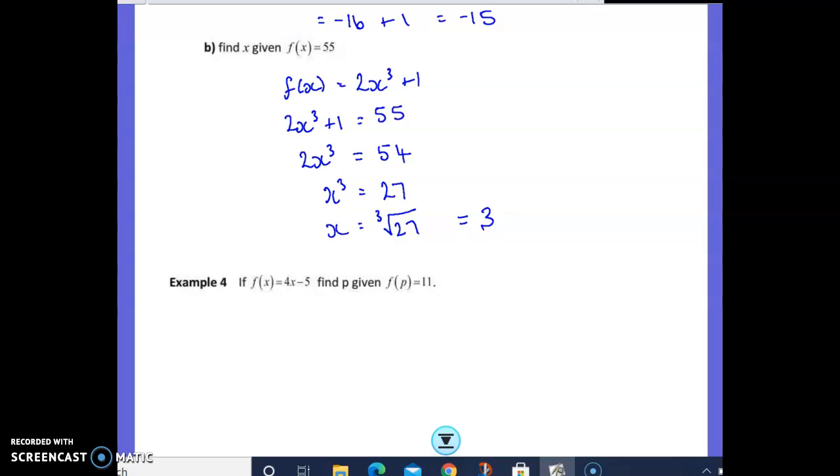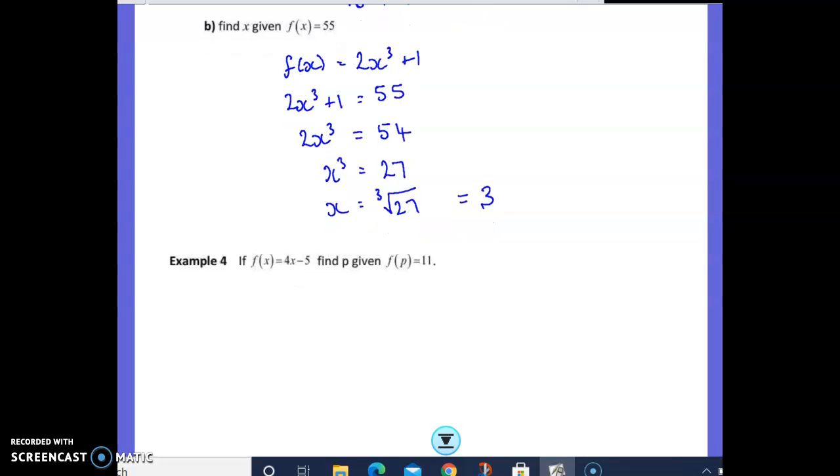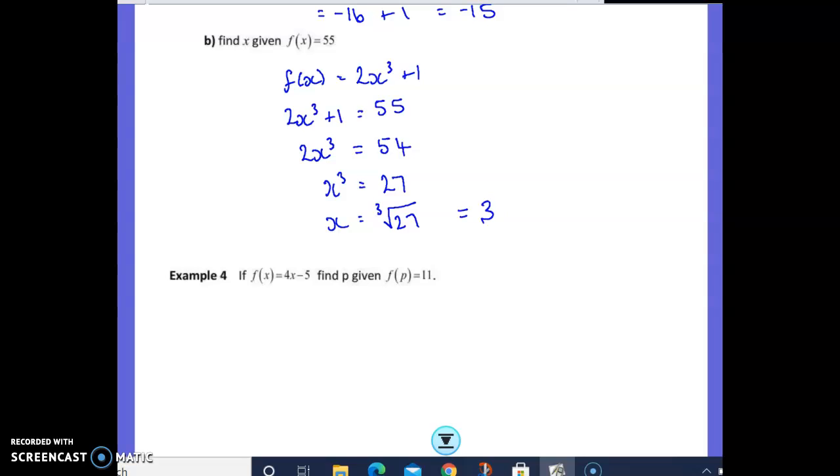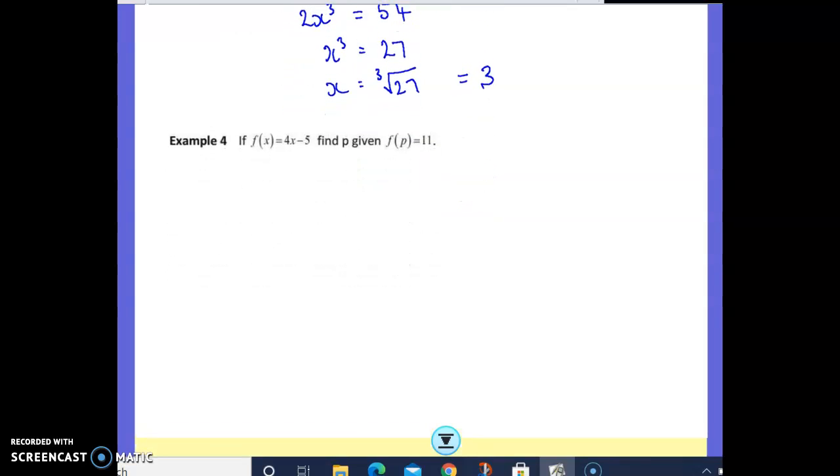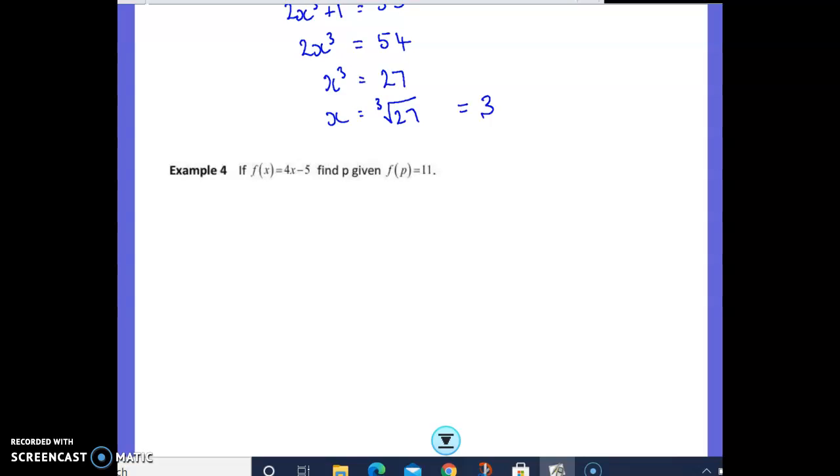It's a typical exam question, that one. You're asked to use the function backwards, so given what the answer is, find the number, or find the value of x. Another one like that then.